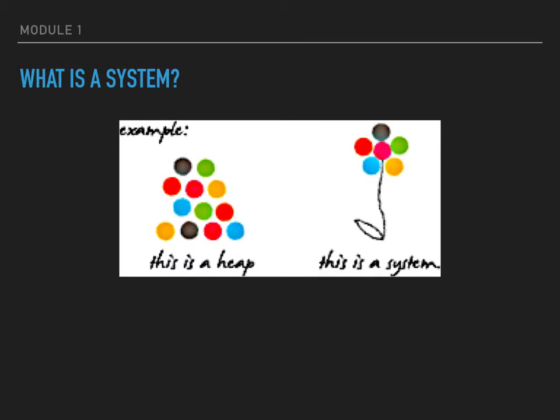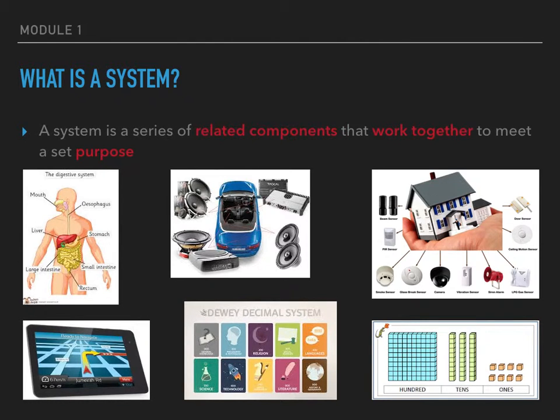So, what is a system? I don't know what you're thinking of, but I often just think of a system as something with parts. But I really like this image here. Obviously, the difference between a heap and a system. It's something to do with maybe how the parts are organised together. So, by definition, a system is a series of related components that work together to meet a set purpose.